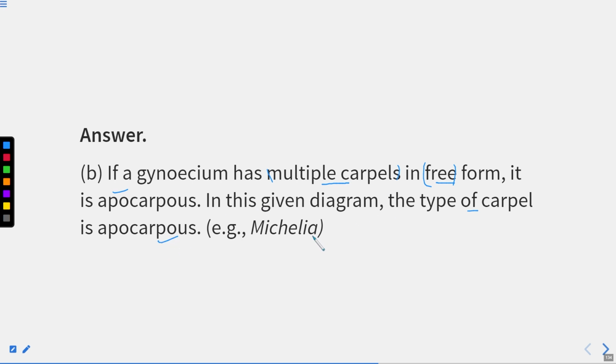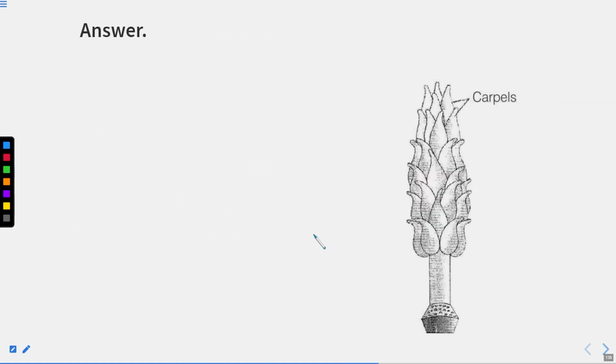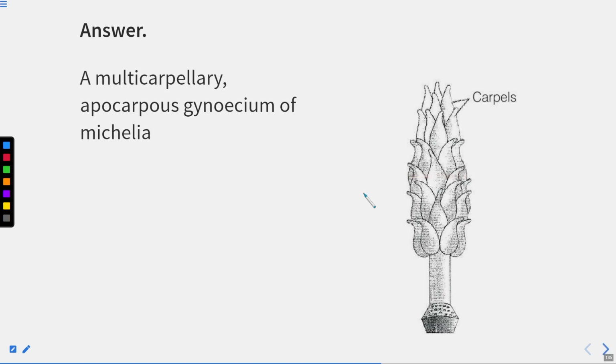Now, an example of a plant where this apocarpous gynoecium is seen is Michelia. Here you can see multiple carpels are there, but these carpels are free, they are not fused. So this is the multicarpellary apocarpous gynoecium of Michelia. It is a scientific name, so a scientific name should be italicized or underlined.